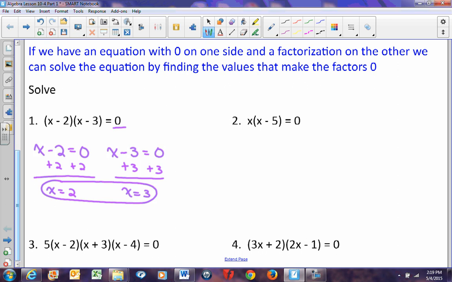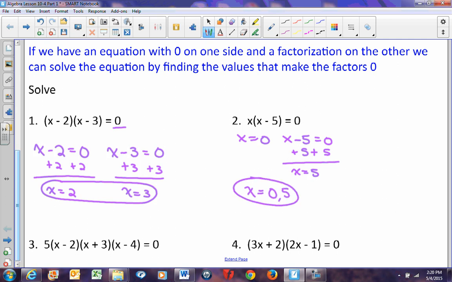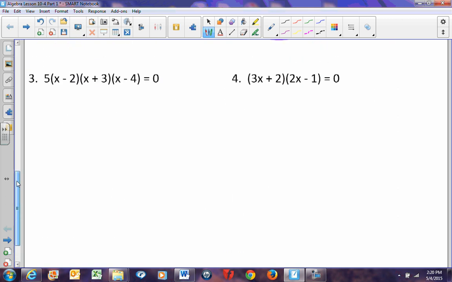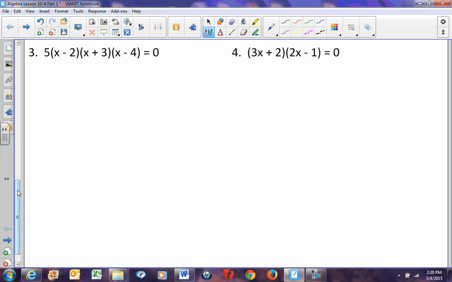In this next problem, x times the quantity x minus 5 equals 0, you're still going to set each factor equal to 0. So we have x equals 0 or x minus 5 equals 0. So x equals 0 is already solved. Here we'll add 5 to both sides, and we have x equals 5. So the solution is x equals 0 or 5. Not a hard concept when you look at it. If they're already in factored form, it's actually really easy to solve a quadratic.